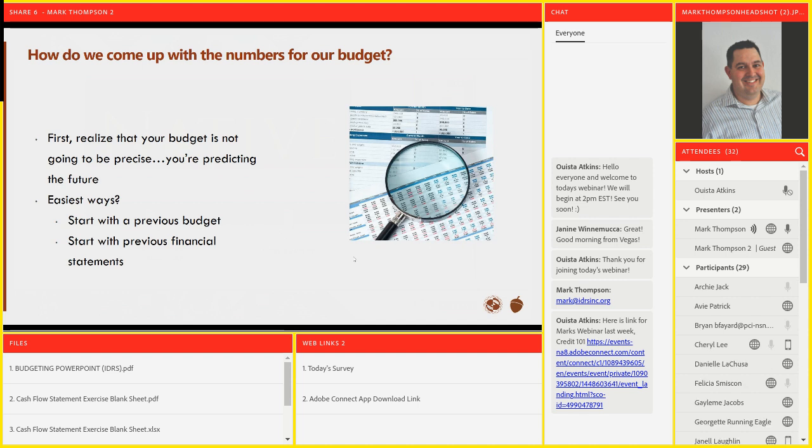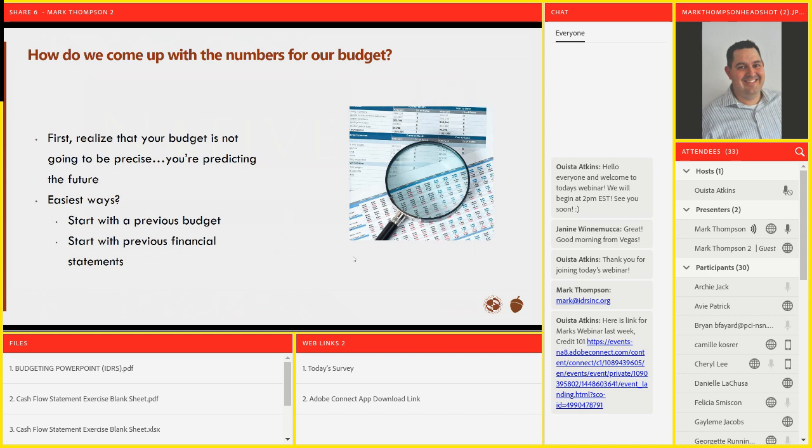But first, as we begin the process of putting this budget together, realize that your budget's not going to be precise, right? You are predicting something into the future, right? You're not a fortune teller, right? But what you're doing is you're trying to make your best guess, right? And that's all we're doing here. So when you go back and look at an old budget that you may have prepared, don't get, oh man, I can't believe I'm off. You did your best guess.